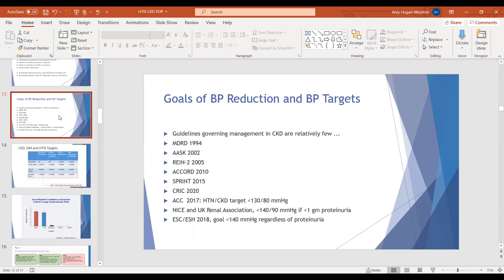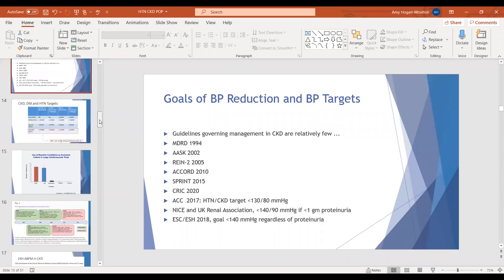The CRIC trial they put out this year. The American Cardiology Association in 2017 said the hypertension target in chronic kidney disease should be less than 130 over 80. Everybody put out something different. The UK renal guidelines said less than 140 over 90 if your protein is less than a gram, so it mattered to know what you're doing. The European guidelines in 2018 said a goal of less than 140 regardless of protein. So it's good that we're all thinking about it, but there really was no major consensus. And I don't know that there will be in my lifetime, I'll be perfectly honest with you.